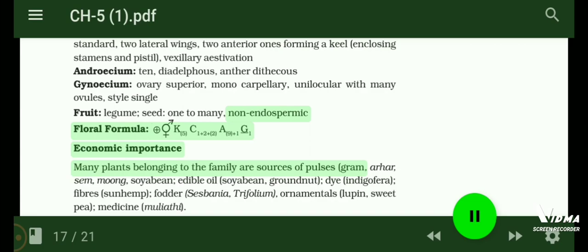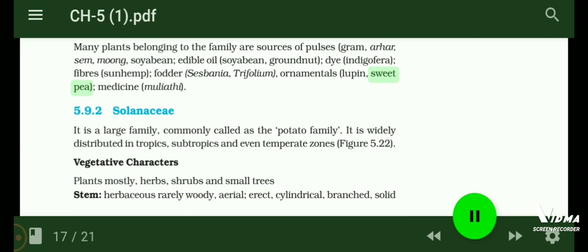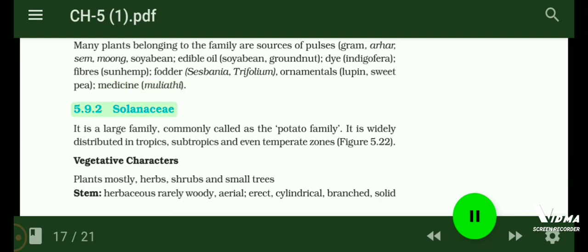Economic importance: many plants belonging to the family are sources of pulses: gram, arhar, sem, moong, soybean. Edible oil: soybean, groundnut. Dye: indigofera. Fibers: sunn hemp. Fodder: sesbania, trifolium. Ornamentals: lupin, sweet pea. Medicine: mulethi.